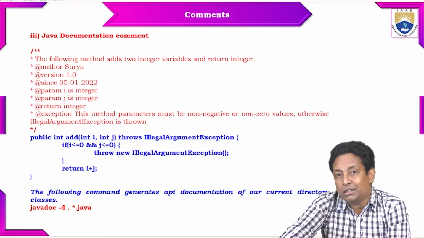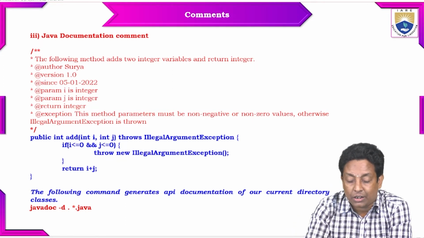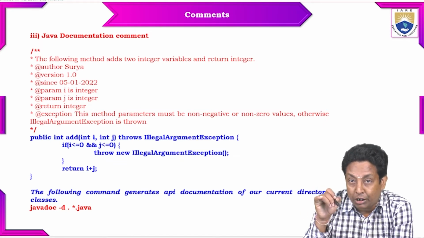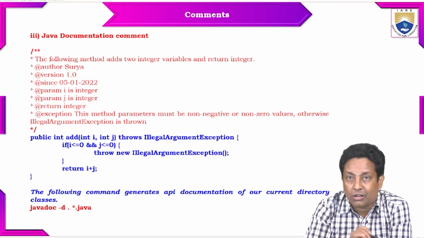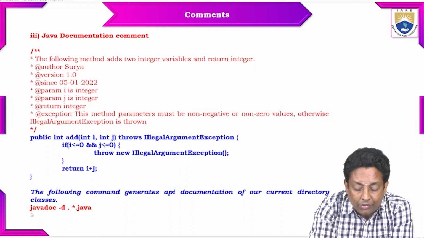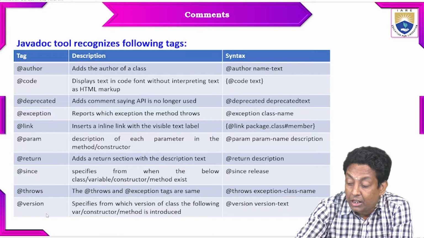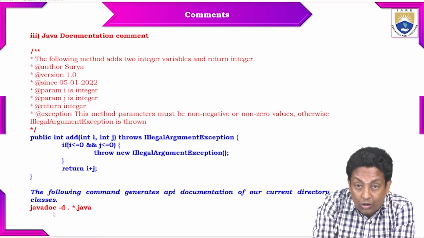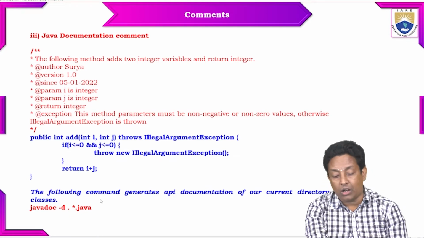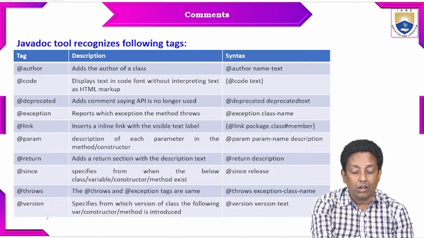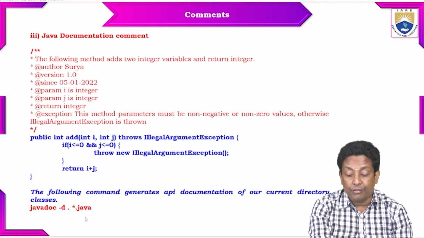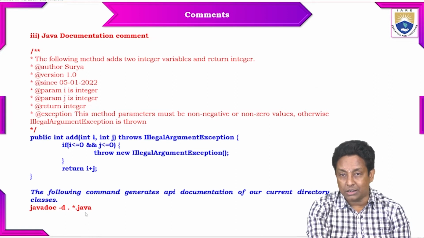We compile the class using javac star.java or file name.java. That is the Java compilation. But to generate the documentation for these documentation comments, what we need to do is, for each and every class, we must run javadoc -d . *.java. The javadoc -d command generates Java documentation. For what? For the *.java, for all the classes.